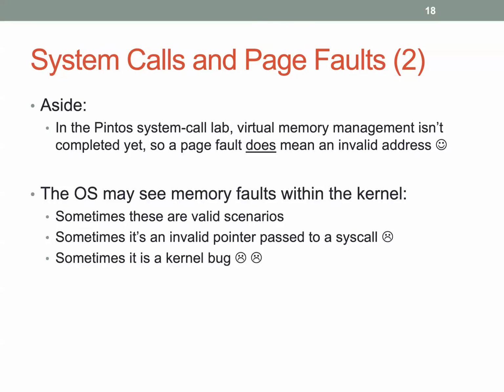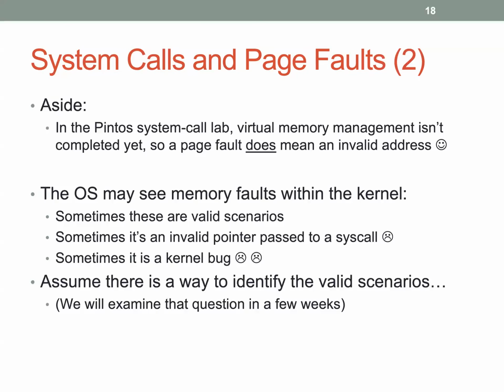So anyway, getting back to the discussion, you have these three scenarios we have to think about. You have valid scenarios, invalid pointers passed to a system call, and kernel bugs. And you have to think about, how do I deal with these things? How do I identify which one of these things it is? Because it's just a fault. That's all you know, because the CPU calls your fault handler, and now you have to handle it somehow.